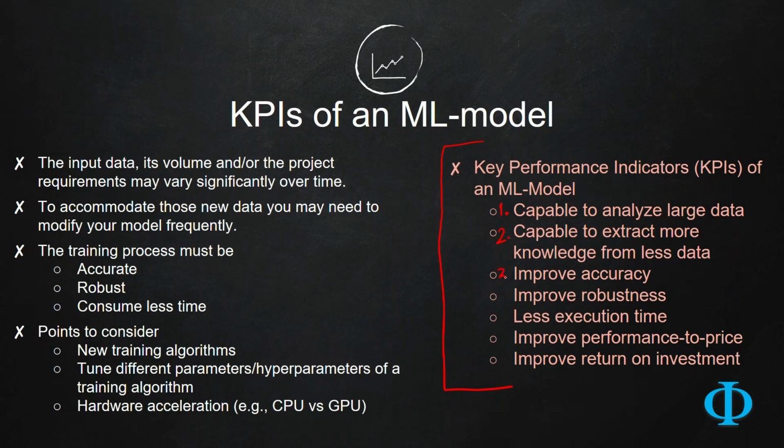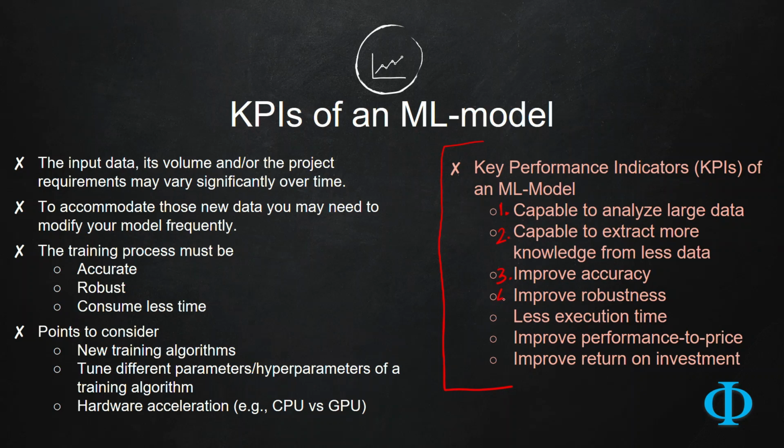Number three, of course, your machine learning model should improve the accuracy. That's possibly the most basic and fundamental KPI for any machine learning model. It should behave accurately and it should predict things accurately.